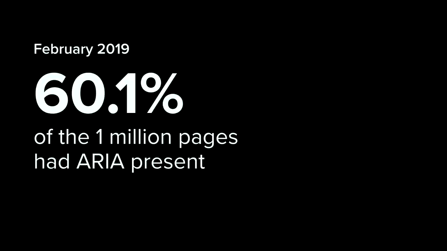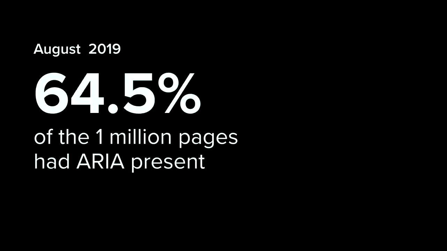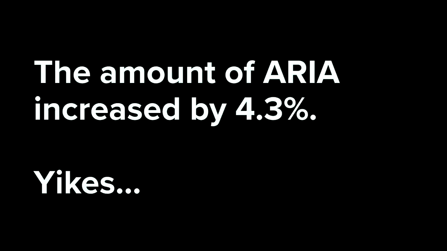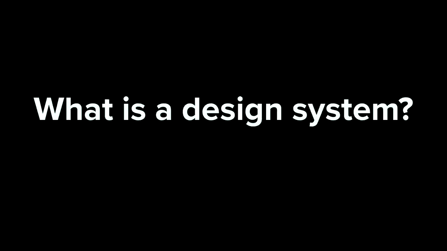So the amount of ARIA on the pages increased by 4.3%. Yikes. So while developers have good intentions when trying to fix their errors, they actually made the accessibility of those pages worse because they're implementing things incorrectly. Imagine, though, if you had accessibility baked into some commonly used components in your design system. Wouldn't that be cool? Speaking of which, what is a design system?